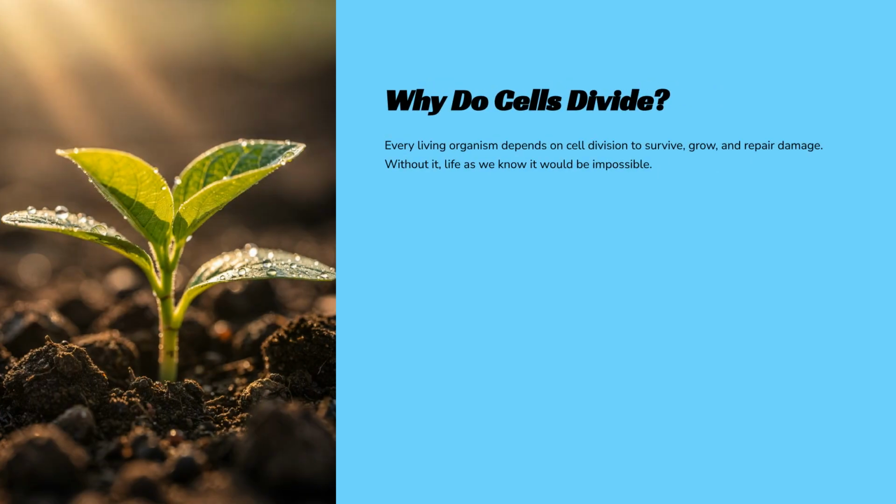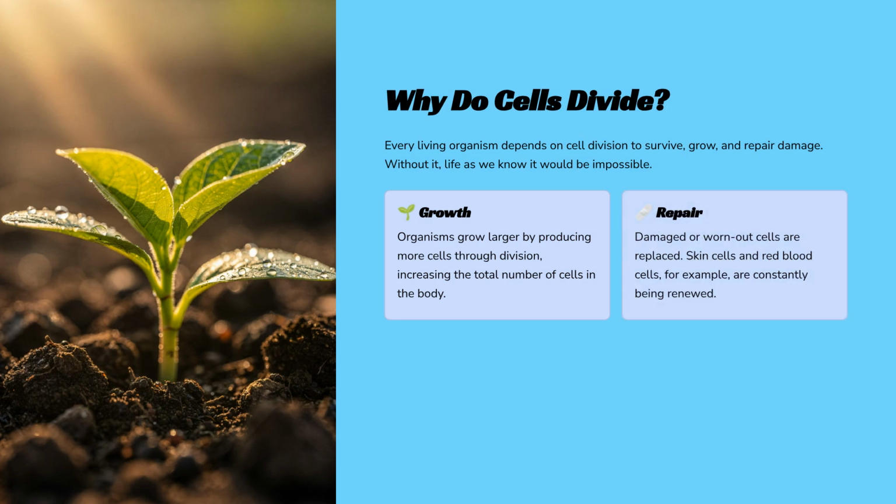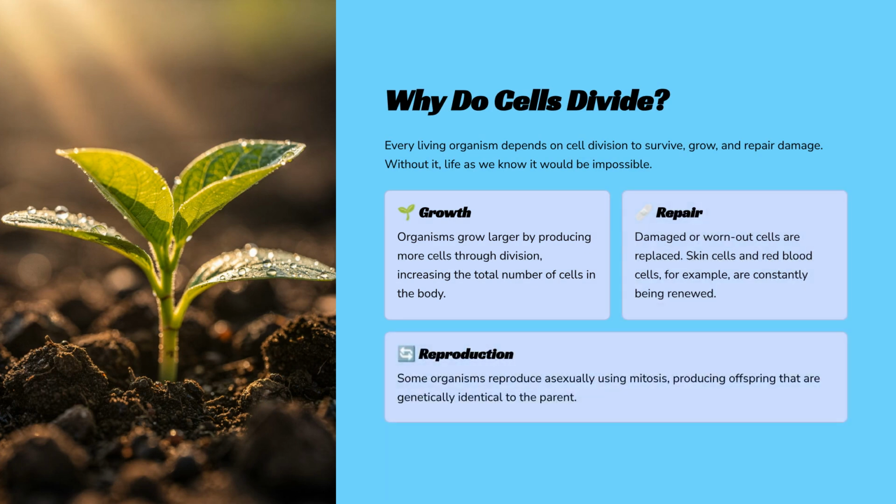Cells divide for three main reasons: growth, repair, and asexual reproduction. Growth involves producing more cells to increase the size of an organism. Repair replaces damaged or worn-out cells. Asexual reproduction produces genetically identical offspring.